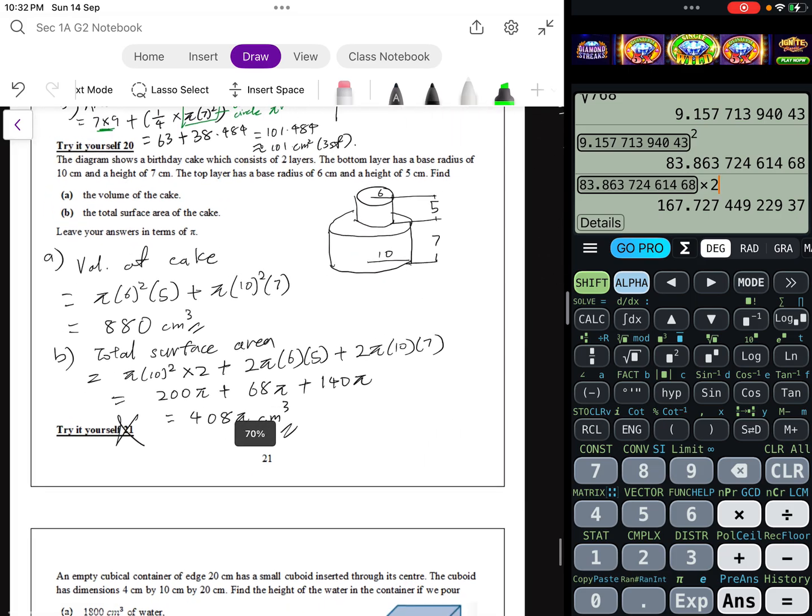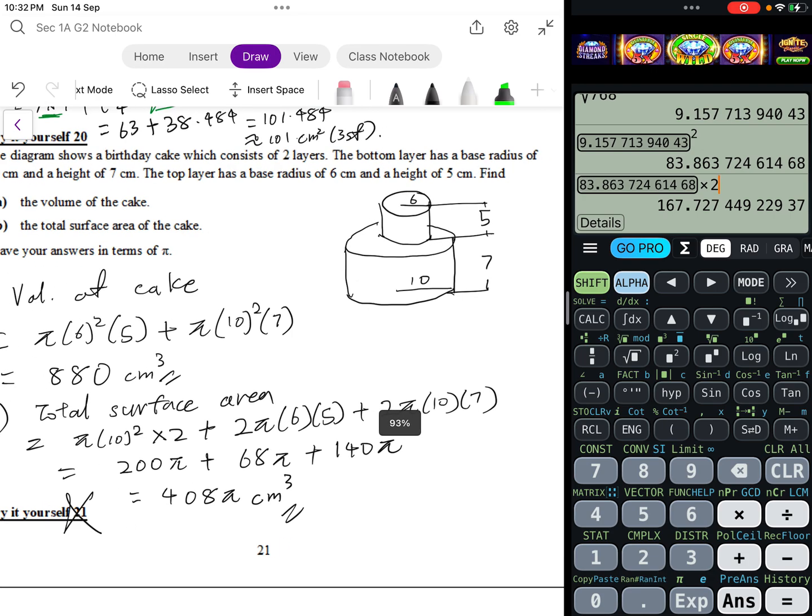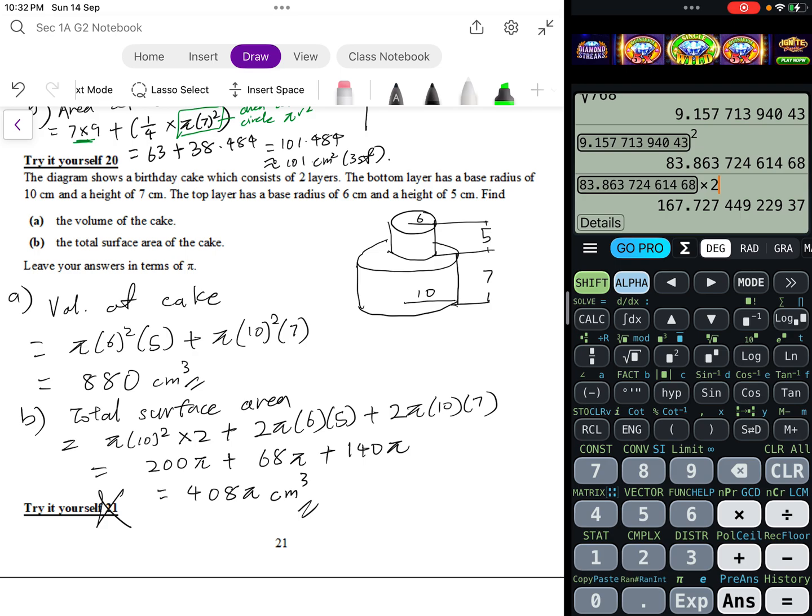Okay, the last question. Now, try yourself 21 we will not do because it's a bit too complicated for you all, I think. The diagram shows a birthday cake which consists of 2 layers, right? So you have this one small cake on top of the other. It asks you to find the volume. So volume should be very simple now. You should really know how to find volume. It's just pi r square.